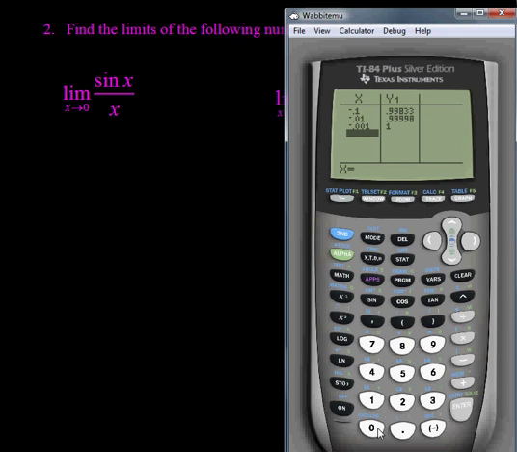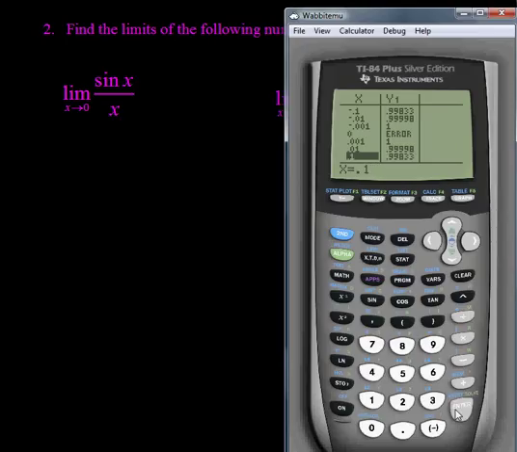You can see we can put in 0, but 0 is going to give us an error. And then let's come in from the other side. As if we were really close, we'd be at 0.001. Missed one there, so let's try that again. 0.001, 0.01, and 0.1.